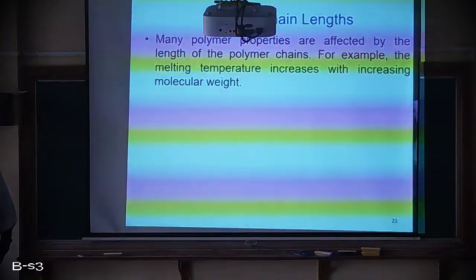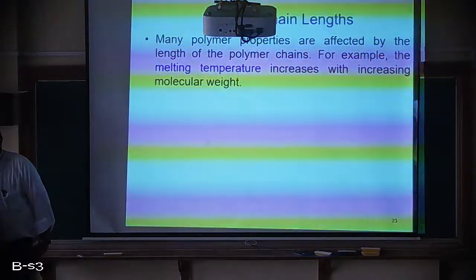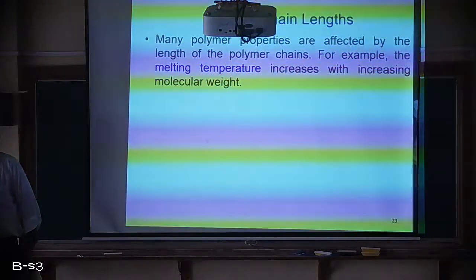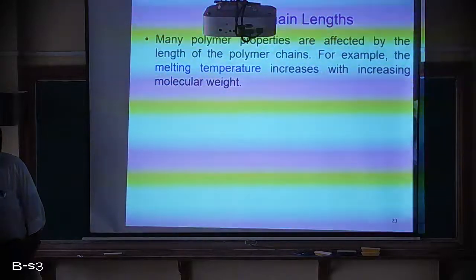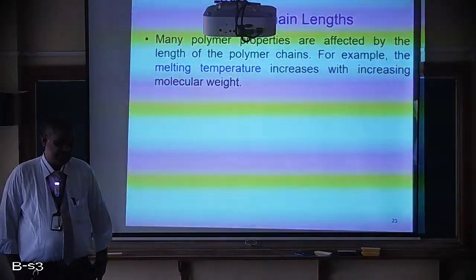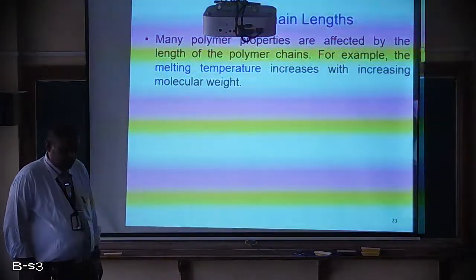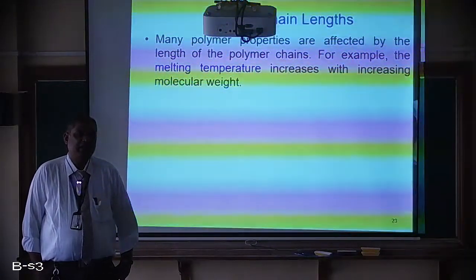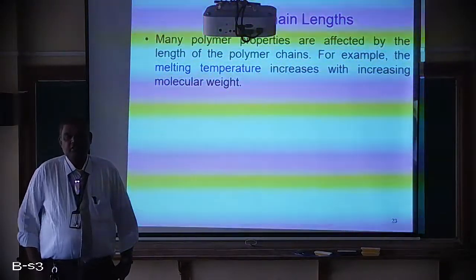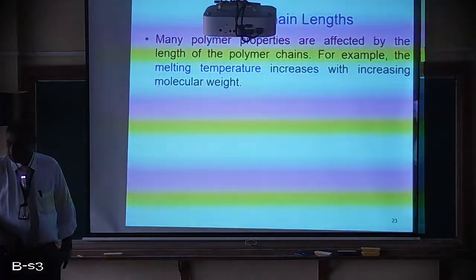Next is the polymer chain length. Many polymer properties are affected by the length of the polymer chains. For example, the melting temperature increases with increase in molecular weight. So if the molecular weight increases, then the material becomes harder, and the boiling point and melting point also increase. Hence, you can't get a uniform length. So because of this change in temperature, the chain length is either more or less.